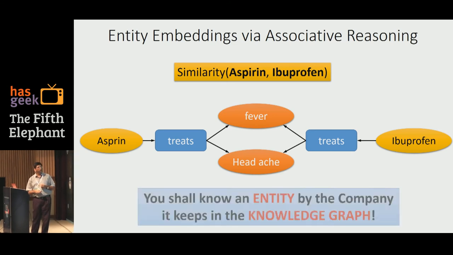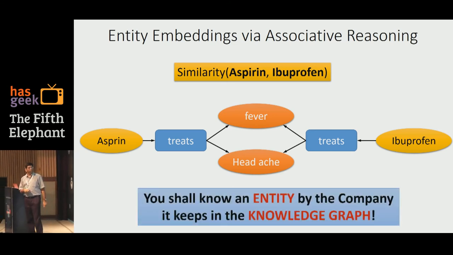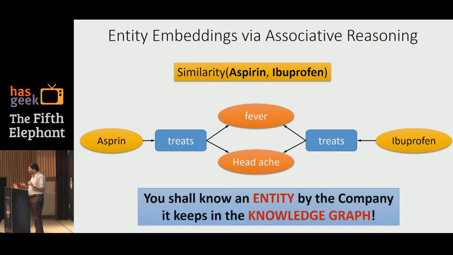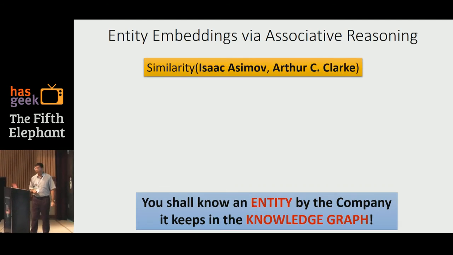Okay? Now I'm going to propose an alternate way of looking at this whole thing: you shall know an entity. There is no such thing as a word, so that doesn't mean anything. You shall know an entity by the company it keeps in the knowledge graph. So that's a new definition of what we can do in similarity.